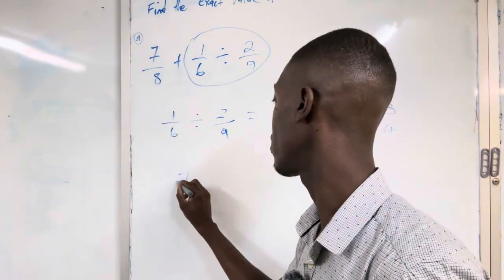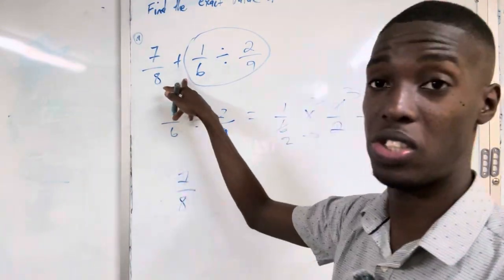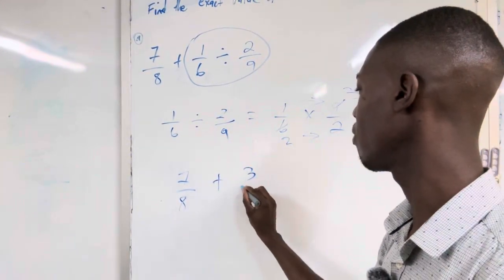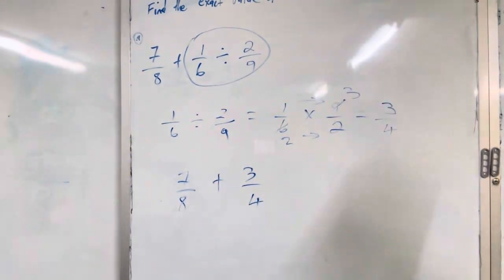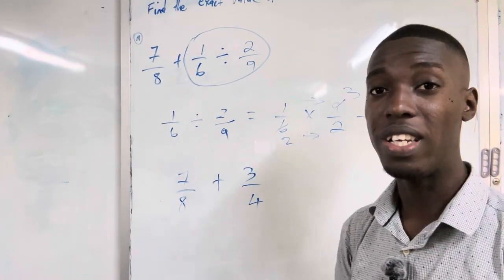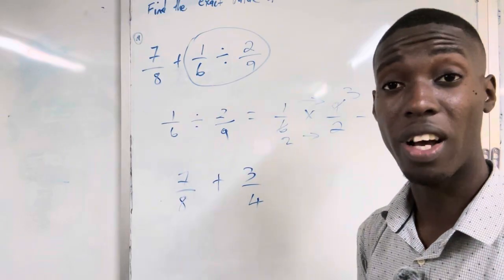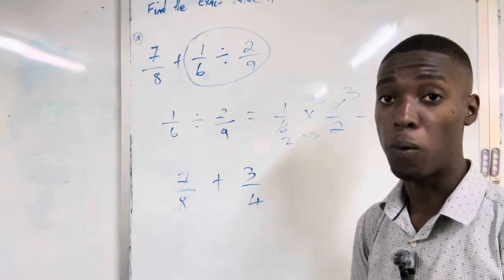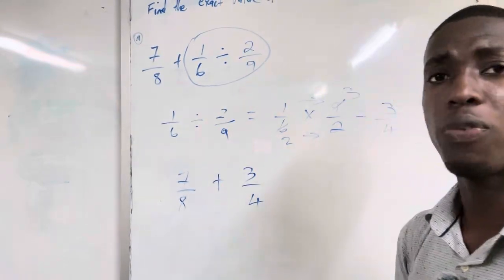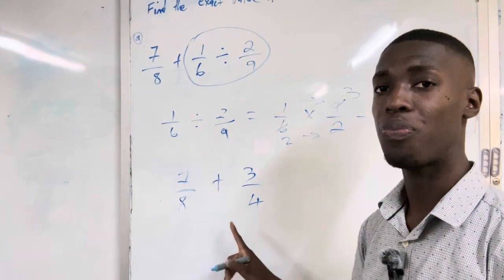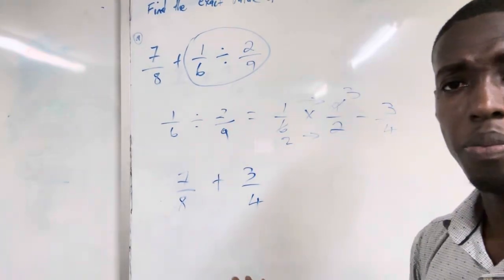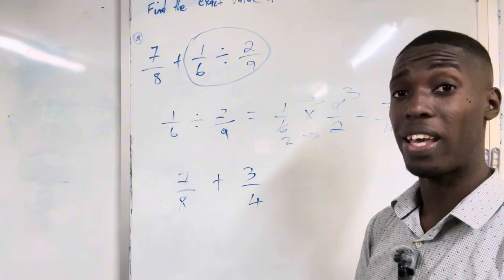So 7/8 plus 3/4. So we have 7/8 plus 3/4. Now, when the denominators are unlike, or in other words, when they are different, what do we do? We find the LCM, which is the lowest common multiple, right? So we're going to find the lowest common multiple between 4 and 8, right? By the looks of it, we know that it is 8, right?